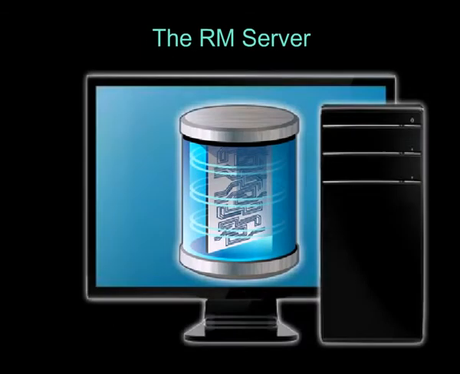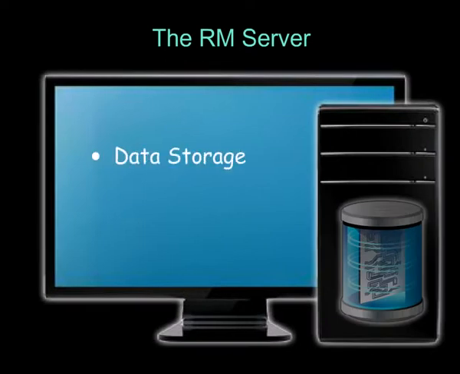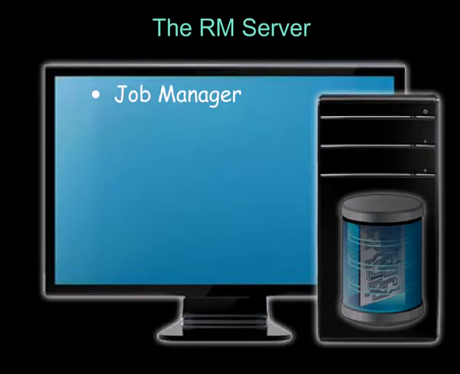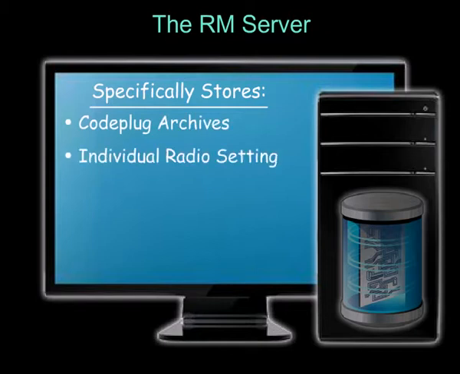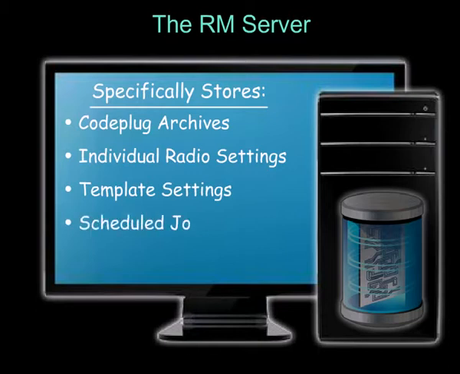To begin with, the radio management server is ultimately the central data storage component and the automated job manager component of your radio management system. More specifically, the RM server stores all code plug archives, all individual radio identity settings, and all template settings, as well as all scheduled job and job history information.